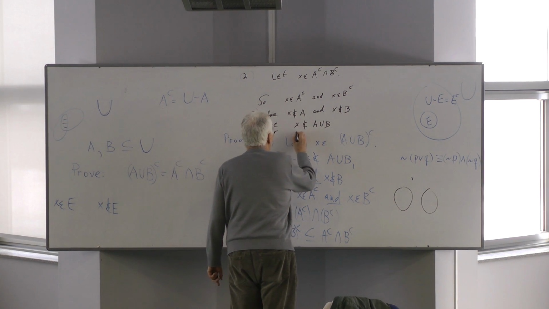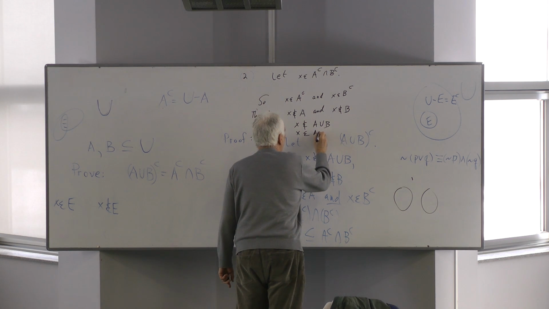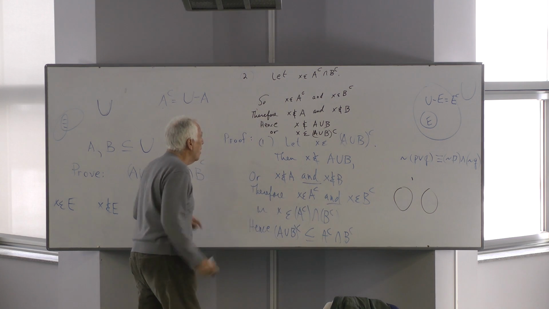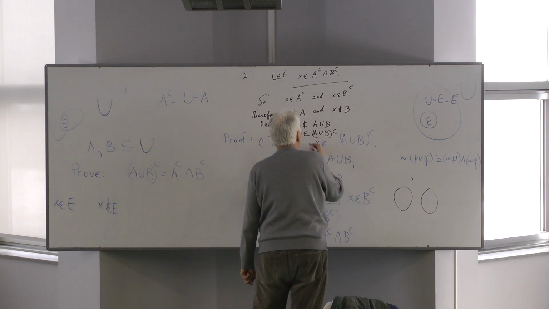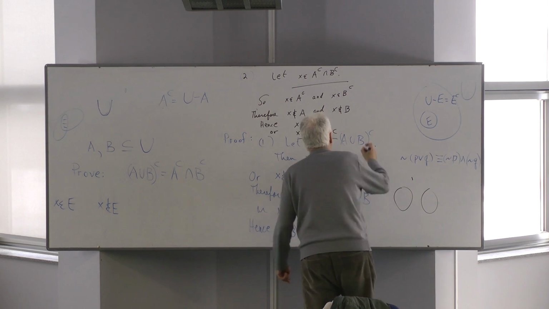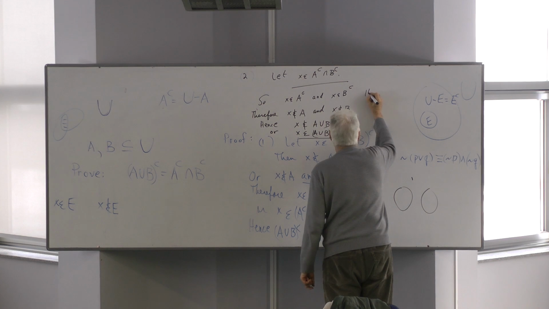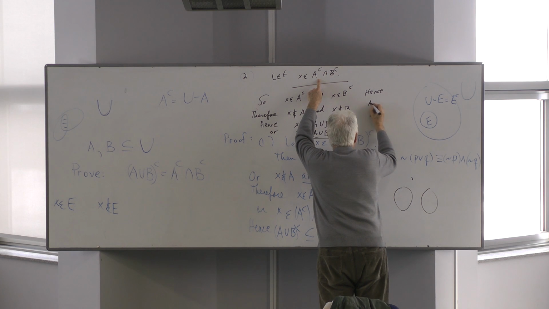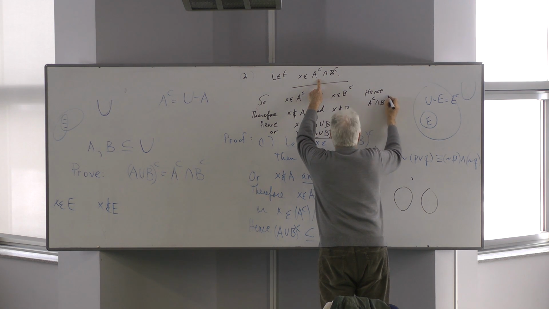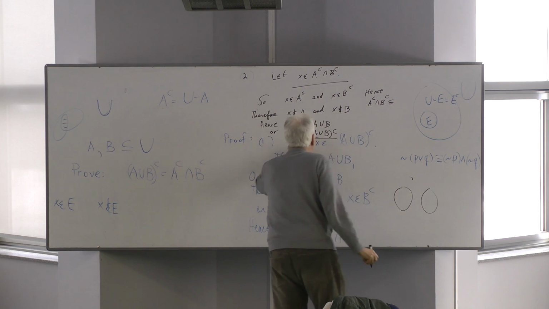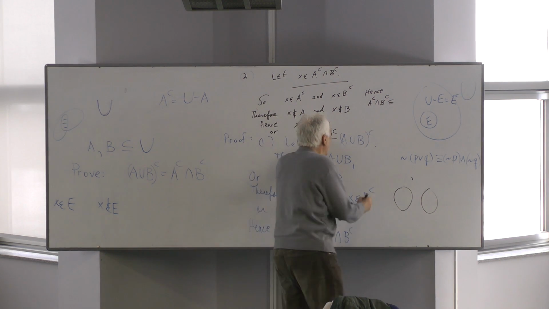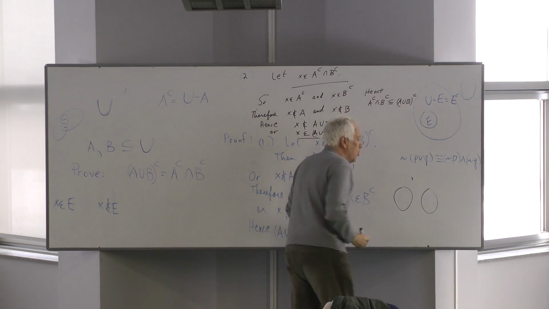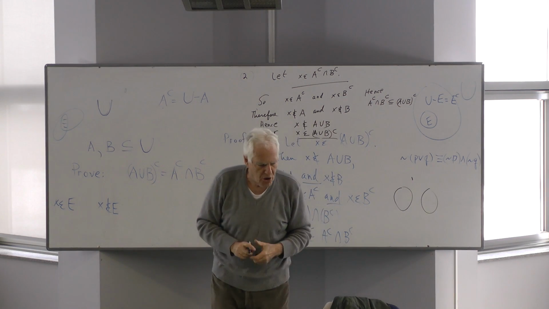Or X is in the complement of this. So what did we do? We started out here, we're there, and we ended up being here. Hence, one more hence if you like, every element here, A complement intersect B complement, is also in this set. That means it's a subset, so you write it as the complement of A union B. So I have 2 subset relationships.